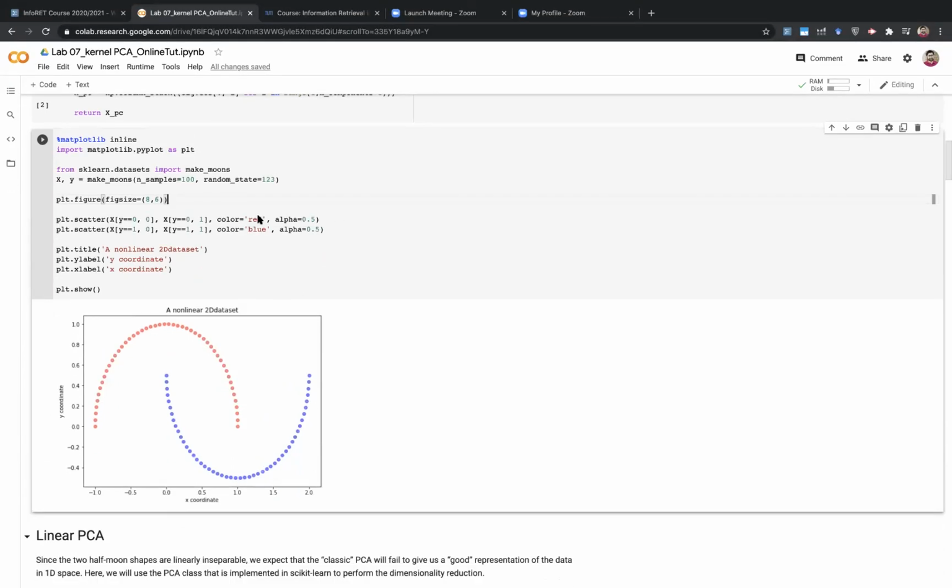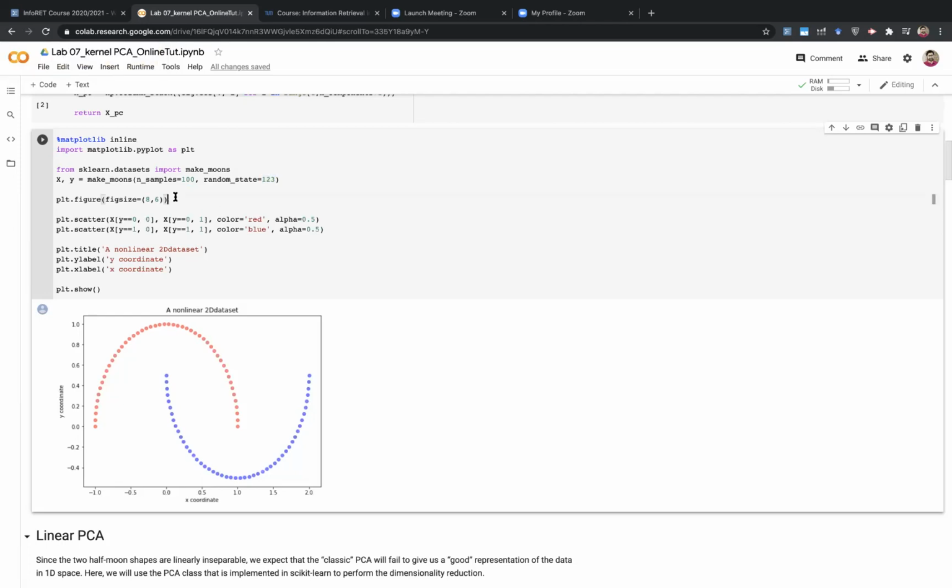Coming back, we simply import matplotlib pyplot as plt. The make_moons dataset is already in the scikit-learn library, so we import this function and tell it the number of samples. We have roughly 50 points as blue and 50 points as red. This is just a random initializer, so it's not really interesting. You could set it to any integer and it would not be much of a problem.